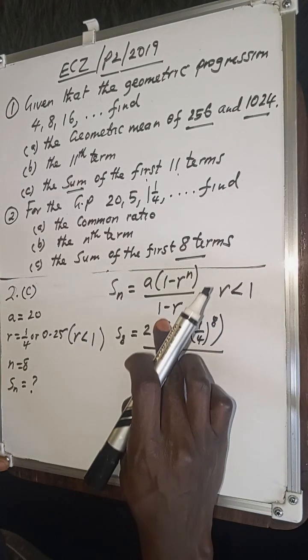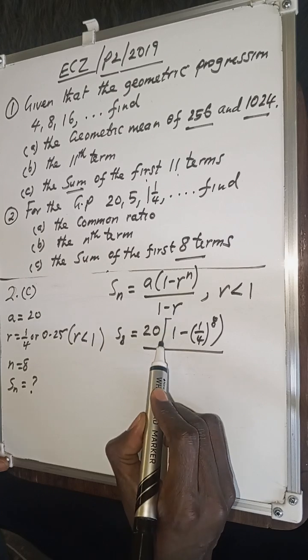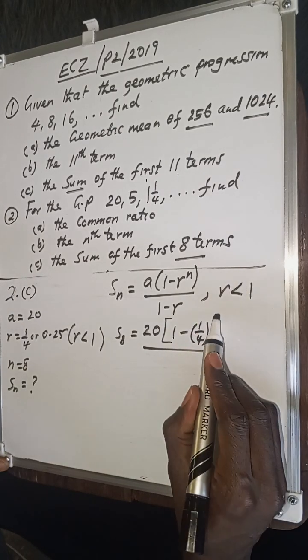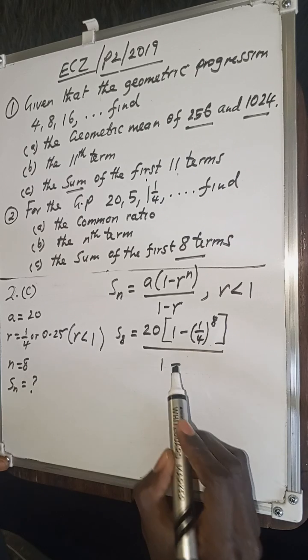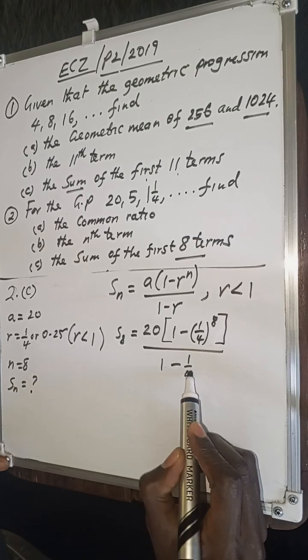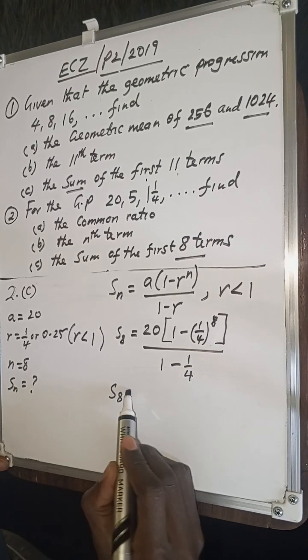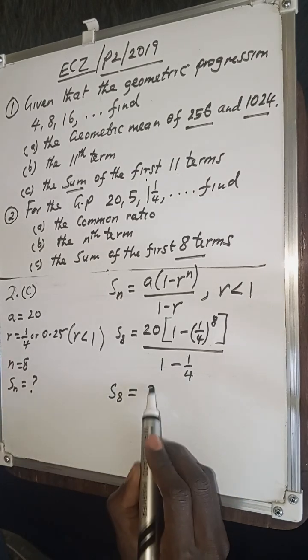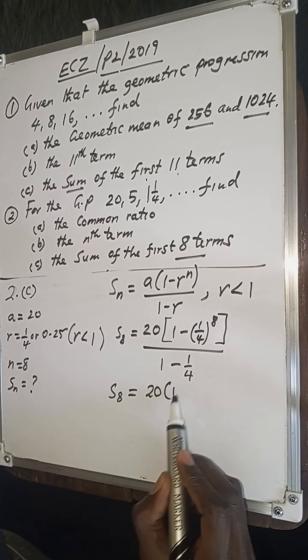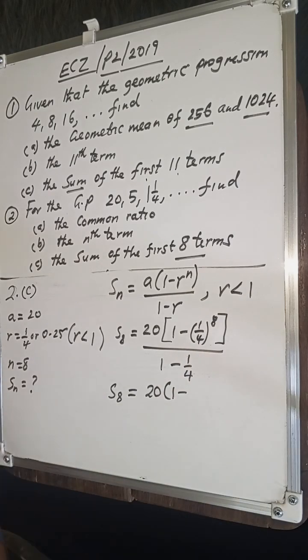Just to differentiate, maybe let me use these square brackets for the outer ones. Then the one I'm replacing, I've used 1 over 4. So it will be 1 minus, again, 1 over 4. So it's just a matter of using your mathematical gymnastics. You are allowed to use a calculator in the exam. So that will be 20 times 1 minus. You can simply say 1 over 4, close brackets, raised to the power 8.